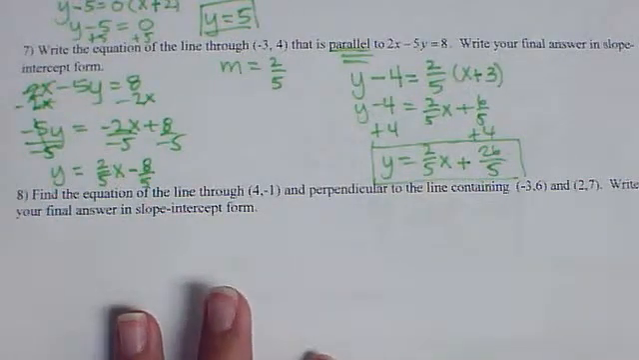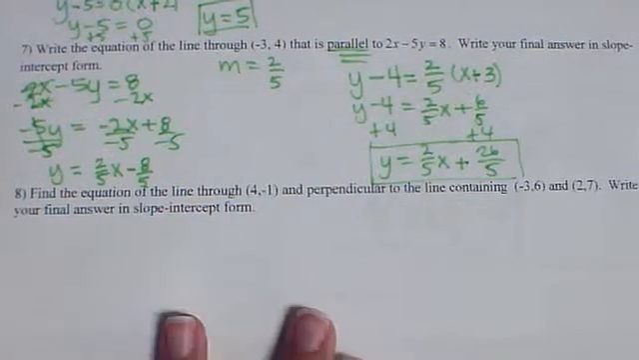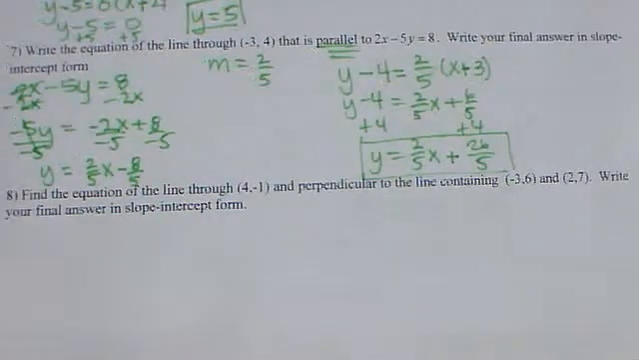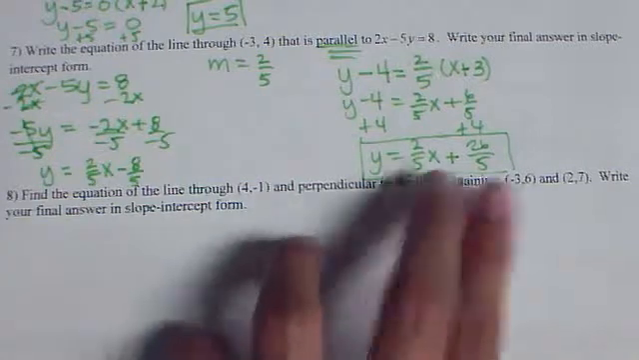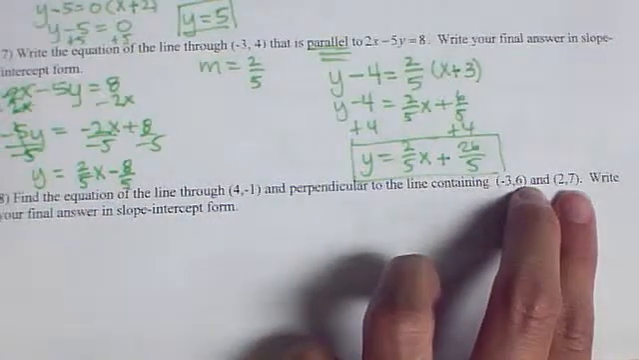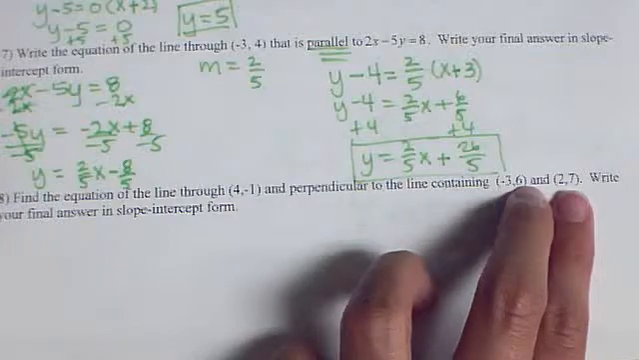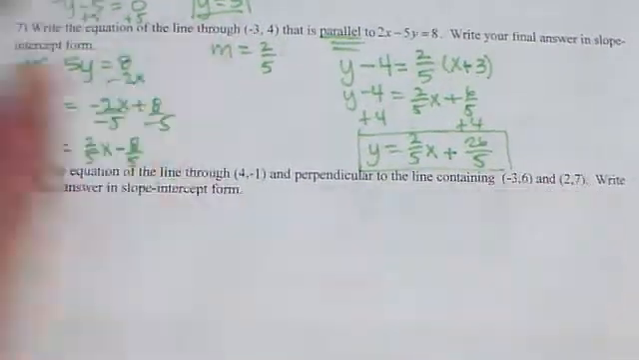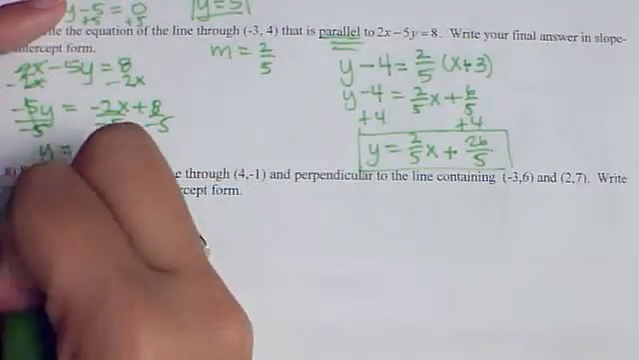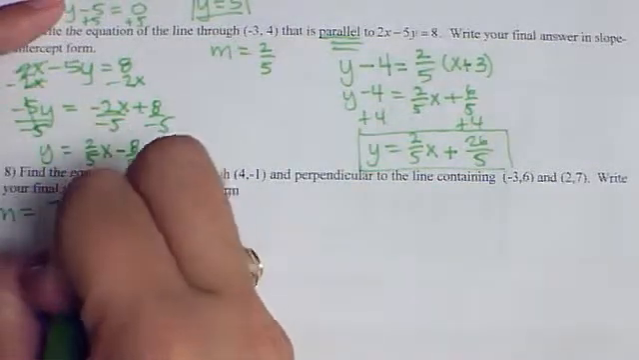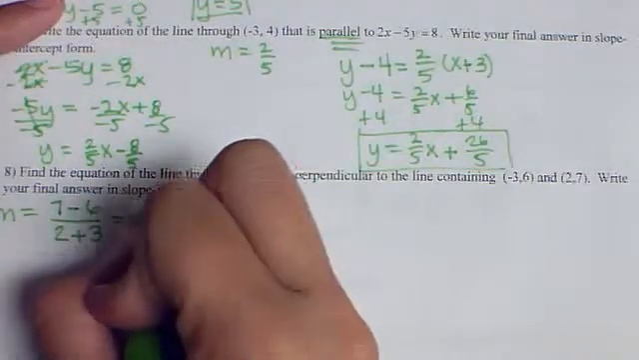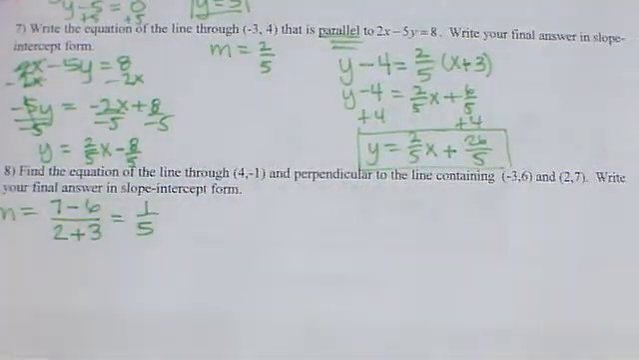The last thing we need to practice is a line perpendicular to something, so we want the equation of the line through 4, negative 1, and perpendicular to the line containing negative 3, 6, and 2, 7. Answer in slope-intercept form. I have 2 points. I want a line perpendicular to that, so I need to get an opposite reciprocal slope. Before I can get an opposite reciprocal slope, I need to get the original slope. So m equals 7 minus 6 over 2 minus negative 3, which is 1 over 5.